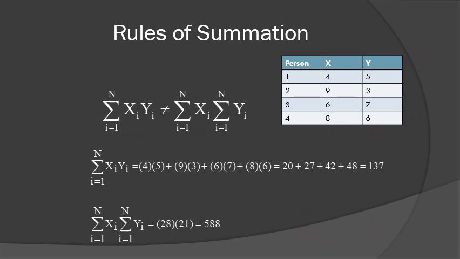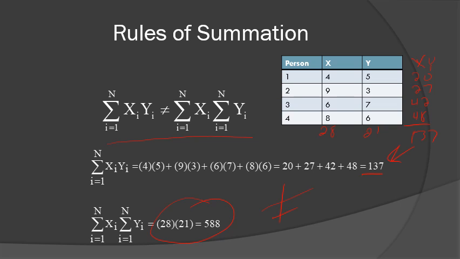However, on the other hand, the sum of x times y does not equal the sum of x times the sum of y. Let's do that real quick. X, y here, x times y, we've got 20, 27, 42, and 48. We sum those together, we get 137 here. And that's what's right here. However, if we take our 28 and our 21 and multiply them, we get 588.